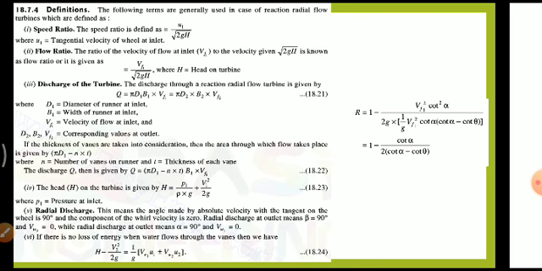We have already discussed the data in the previous class, but we forgot to mention this term. This is the degree of reaction. In some questions we have to calculate the degree of reaction, which is given by 1 minus cot alpha divided by 2 (cot alpha minus cot theta). So we have to study this equation also for solving the problems on reaction turbine.